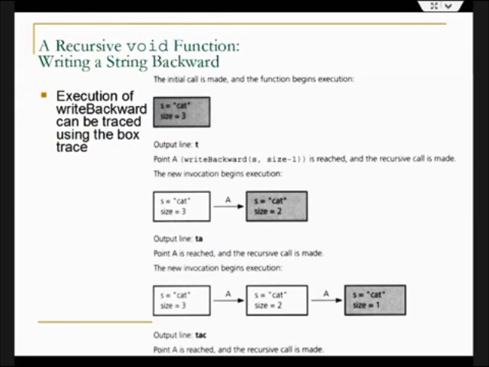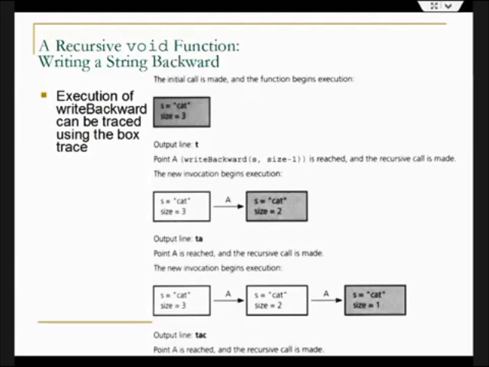So looking at the box diagram, what happens if we run it with cat? Okay, cat size 3. It's going to first print T, right? And then it's going to call itself with size 2. So it's going to be the C and A, right?